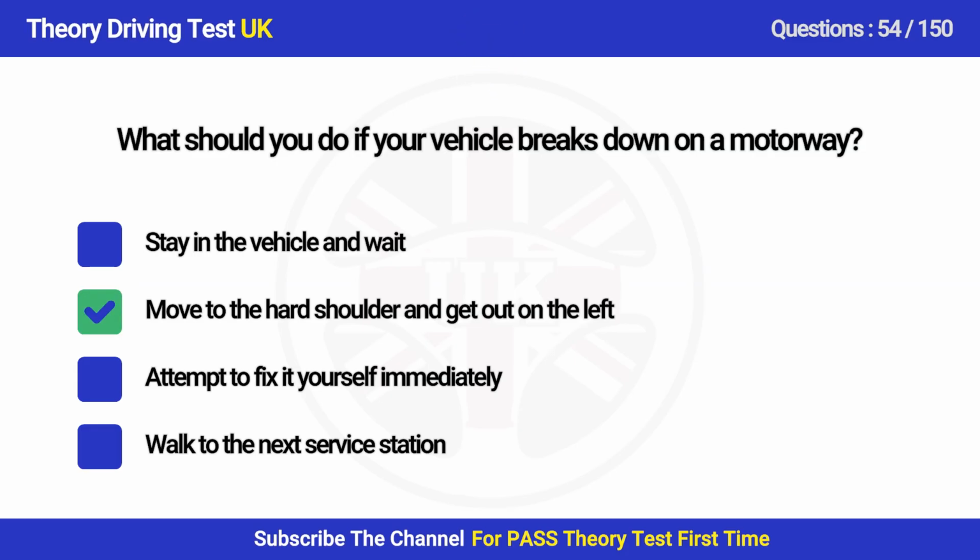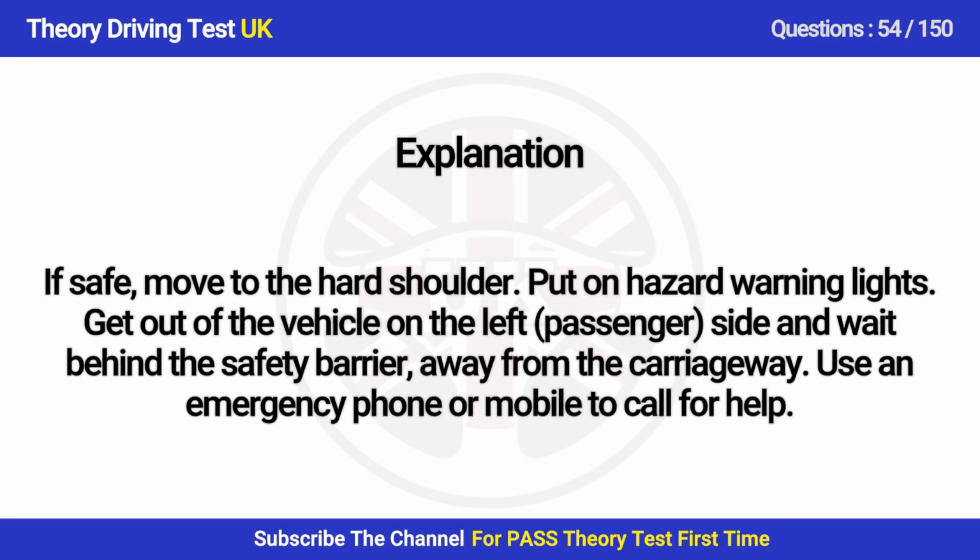Answer is B. Move to the hard shoulder and get out on the left. If safe, move to the hard shoulder. Put on hazard warning lights. Get out of the vehicle on the left passenger side and wait behind the safety barrier, away from the carriageway. Use an emergency phone or mobile to call for help.